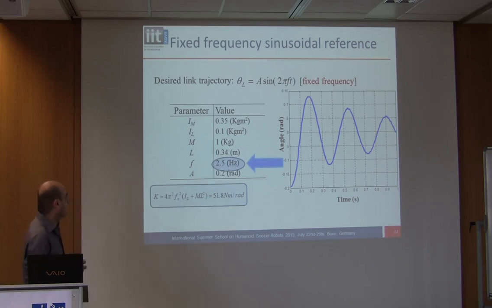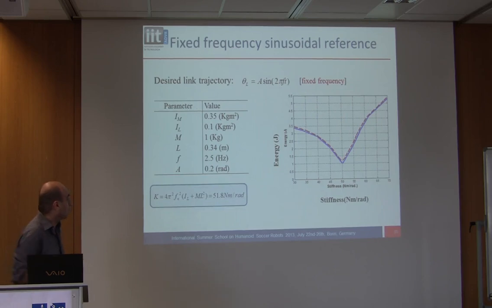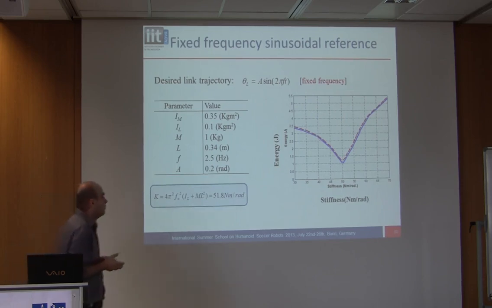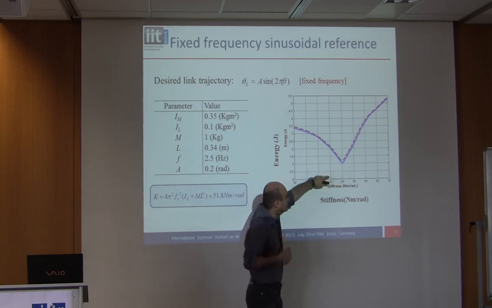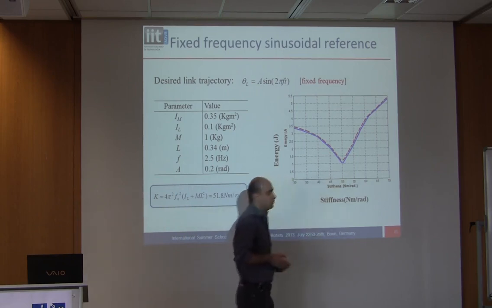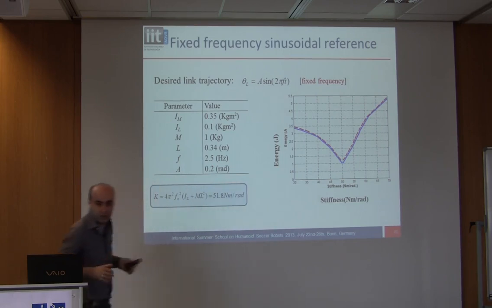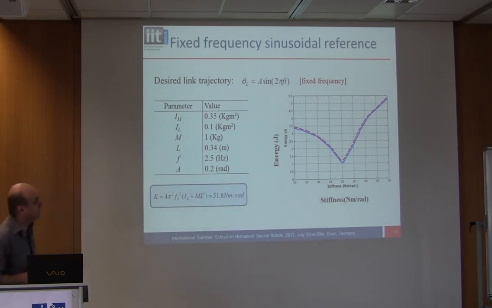In this example, we apply a fixed sinusoidal reference for the motor, and then we tune the stiffness in order to match the natural frequency of the system to this frequency. You can very easily demonstrate that you get very minimal energy consumption if you match the natural frequency of the system, through the stiffness regulation, to the frequency of the trajectory. This can be shown easily in the same joint.